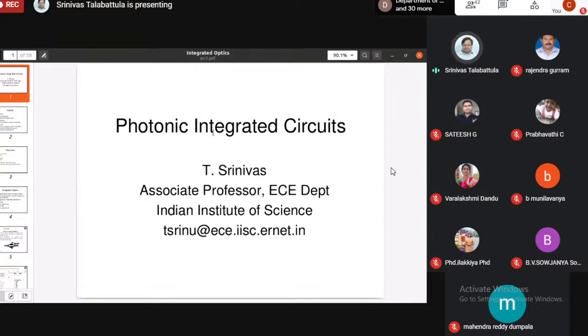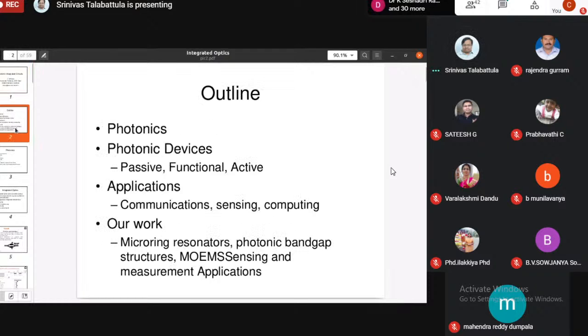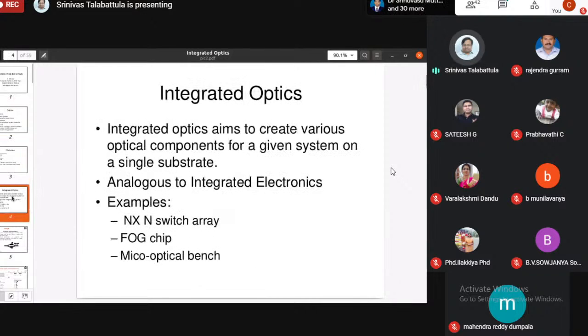In this photonic integrated circuits lecture, I would like to show you what photonic integrated circuits are. I have already described them earlier, but once again I'll show you some more pictures. Integrated photonic circuits aim to create various components for a given system on a single substrate, either traditional or quantum. It is analogous to integrated electronics, where you create a lot of electronic components on the same substrate.